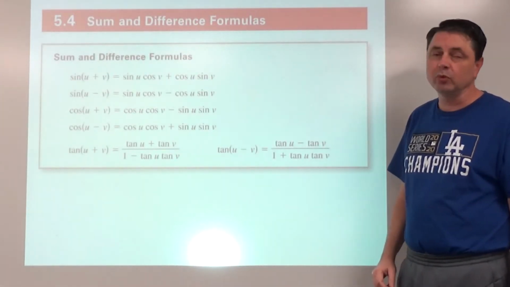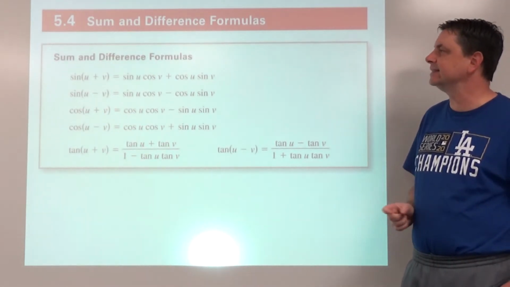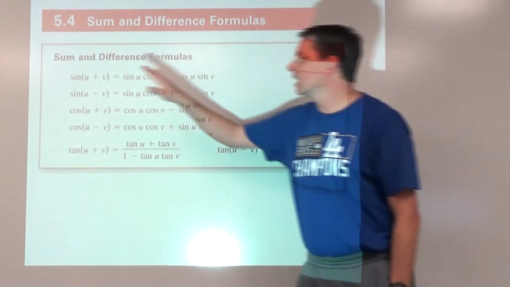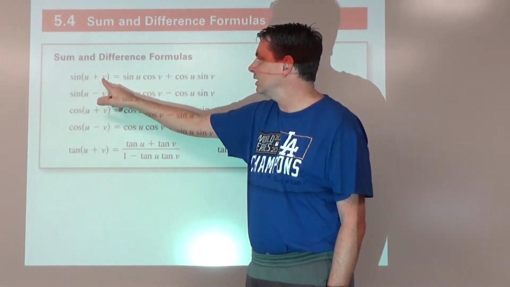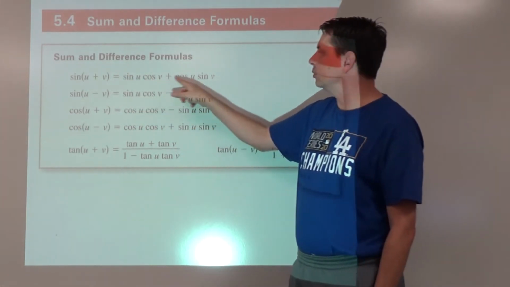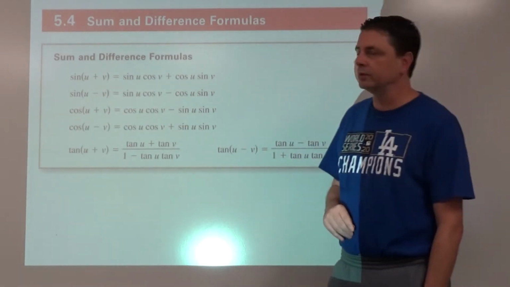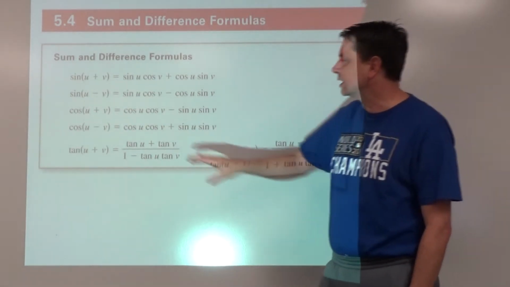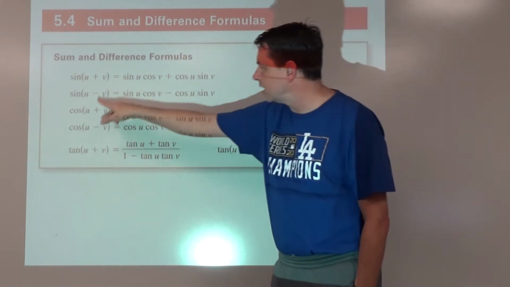This is lesson 5.4, the sum and difference formulas or identities. So if we're talking about sine of an angle plus another angle, u and v, sine works out to be sine of u times cosine of v plus cosine of u times sine of v. Here's the difference formula for sine. Cosine's a little different. It's got cosine times cosine, and then that sign is opposite of that sign.